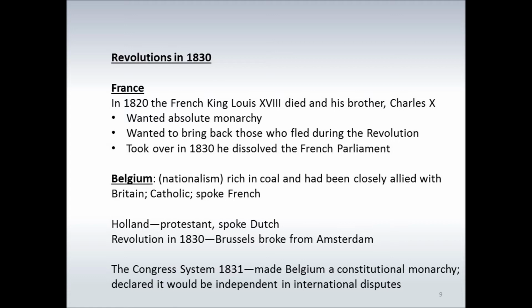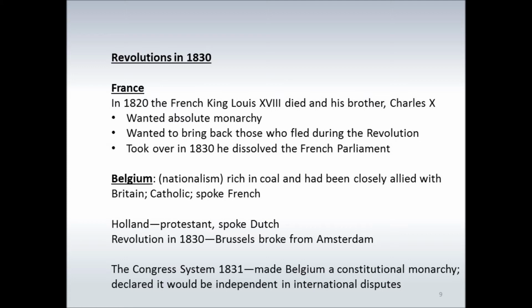You also have a split between Belgium and Holland, and I've given you some of the examples here. Belgium was normally associated with France. They're Catholic and they spoke French. Now, if you look at Holland, they're different. They're mostly Protestant and they spoke their own language. So you've got a revolution in 1830 where these two split up.